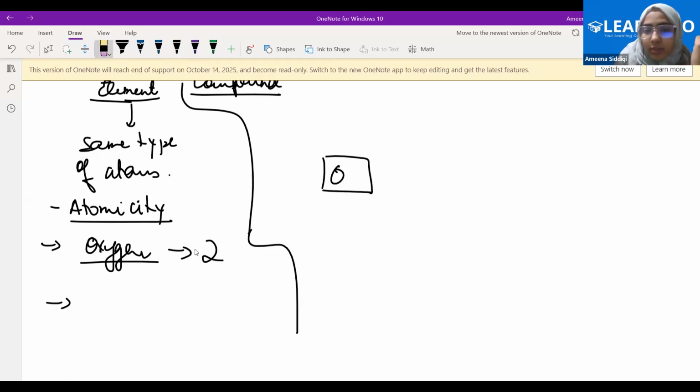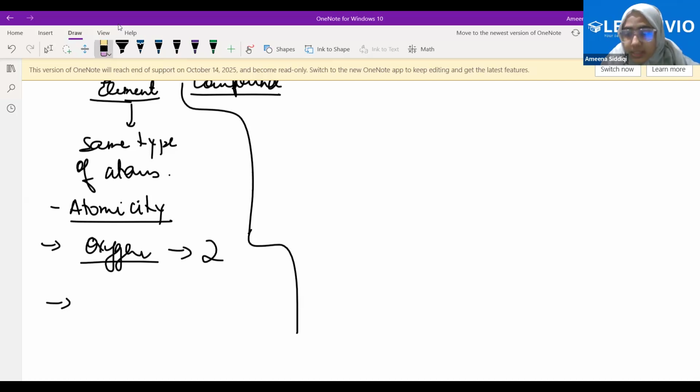If I say ozone, what is the difference? The atomicity changes to 3. Therefore, it becomes a triatomic molecule. Chlorine is Cl2, what is it? Diatomic. So H2, N2, Cl2, all of these are diatomic. O3, which is ozone, is triatomic.